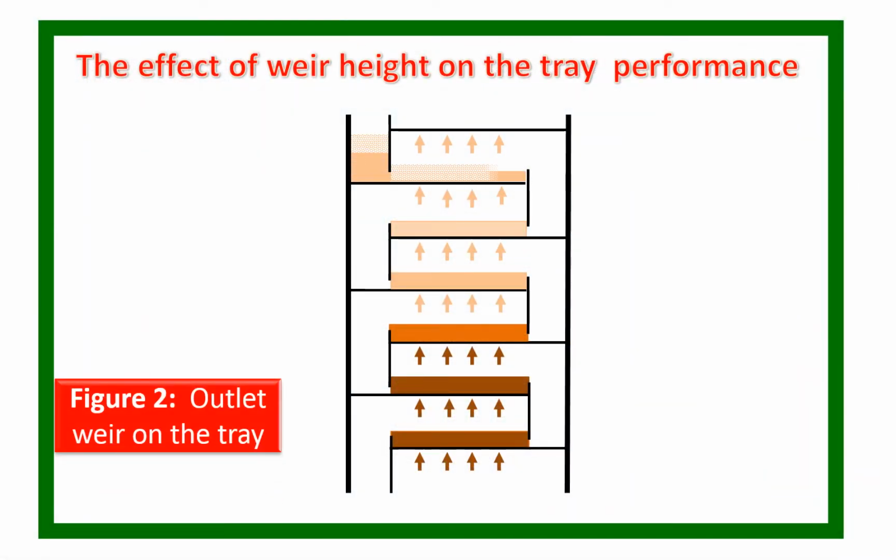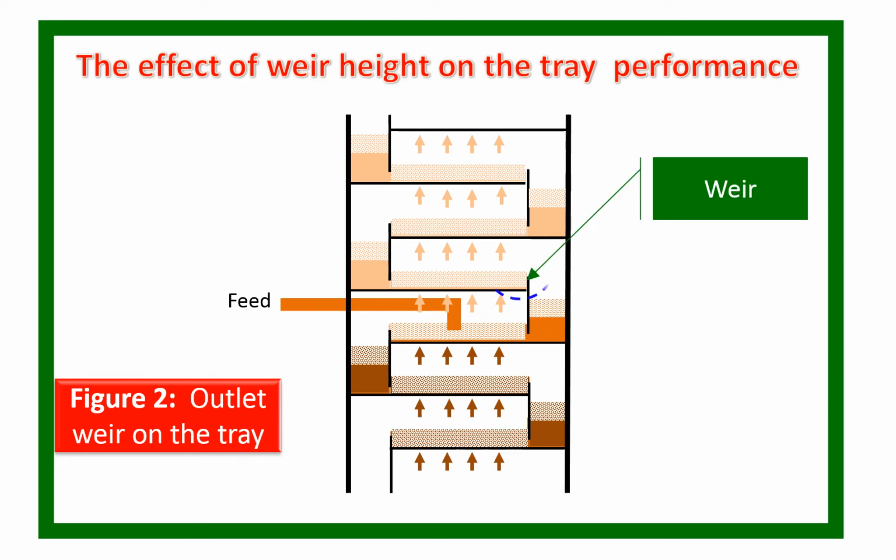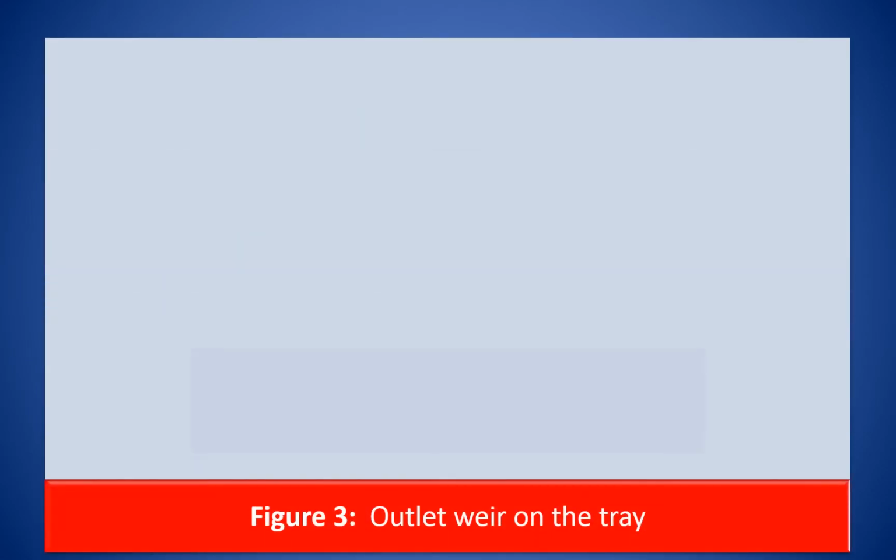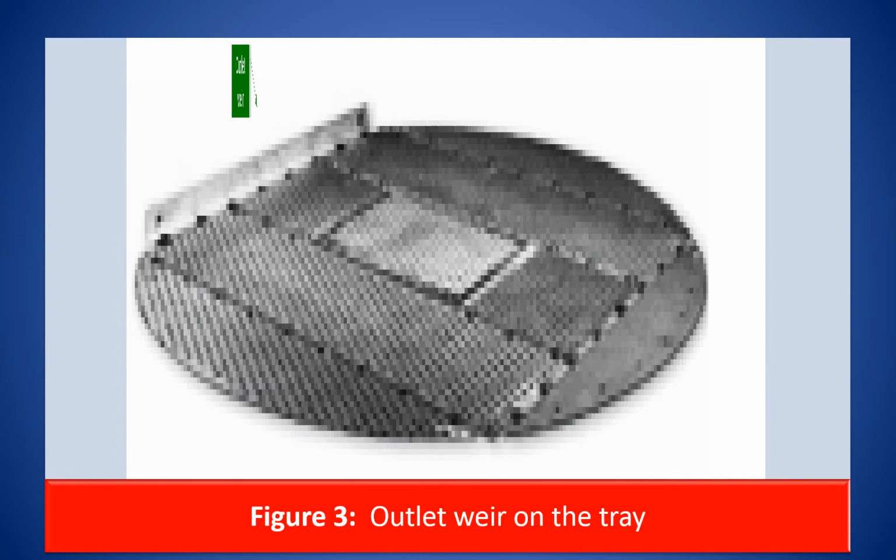This figure illustrates the outlet weir on a tray in a tray column. The liquid froth flows across the tray and overflows the weir into the downcomer. The liquid froth height on the tray and the pressure drop across the tray is a function of the weir height, and so is the tray efficiency. What is shown in this picture is a sieve tray with the outlet weir.